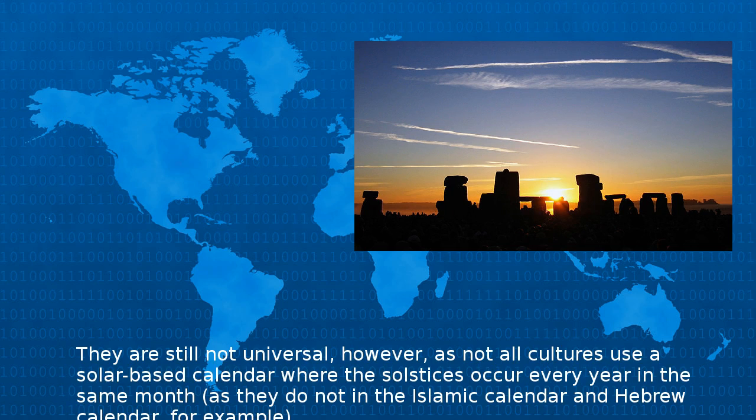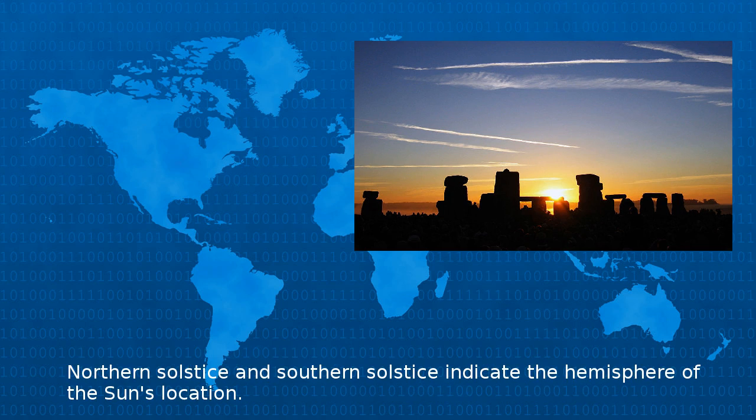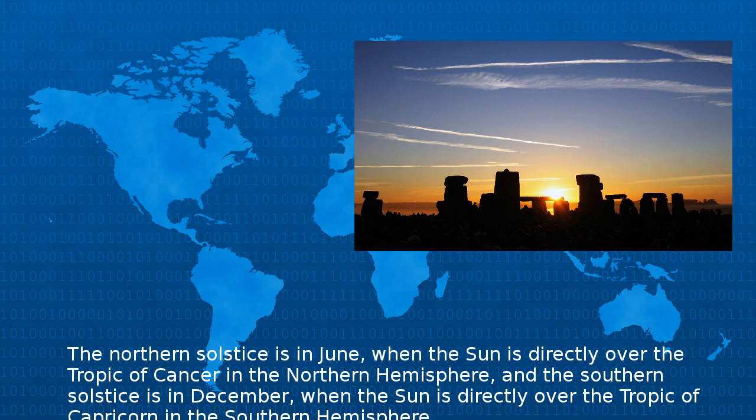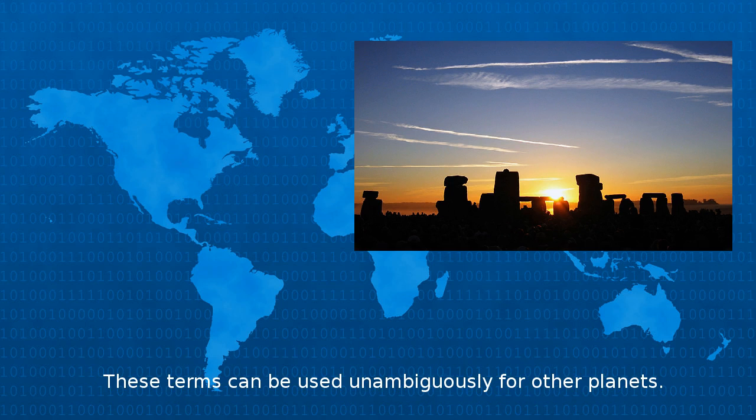They are still not universal, however, as not all cultures use a solar-based calendar where the solstices occur every year in the same month, as they do not in the Islamic calendar and Hebrew calendar. Northern solstice and southern solstice indicate the hemisphere of the sun's location. The northern solstice is in June, when the sun is directly over the Tropic of Cancer in the northern hemisphere, and the southern solstice is in December, when the sun is directly over the Tropic of Capricorn in the southern hemisphere. These terms can be used unambiguously for other planets.